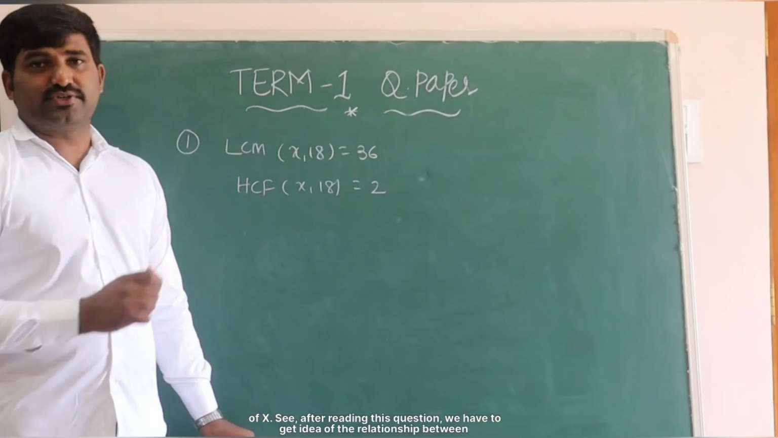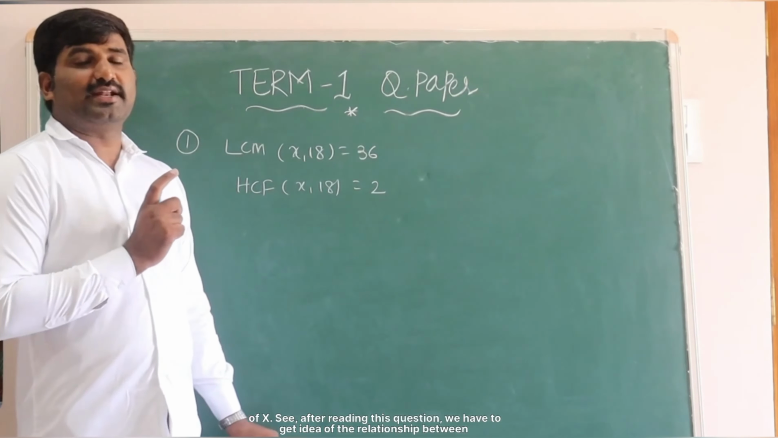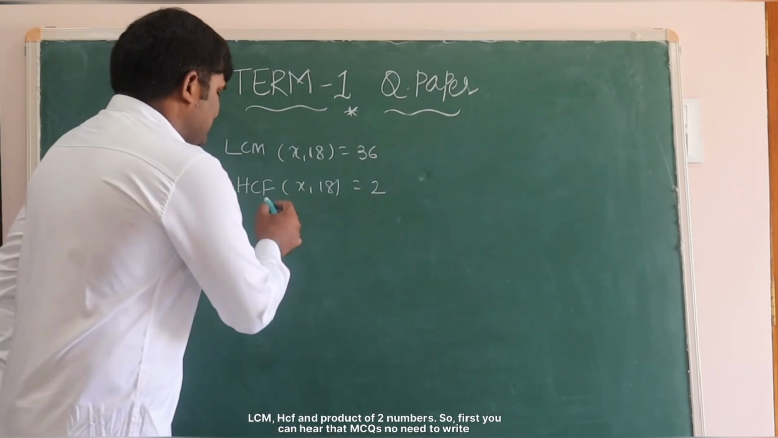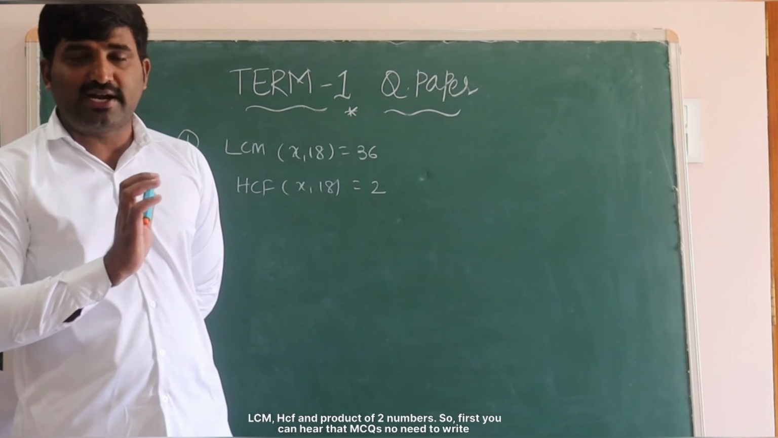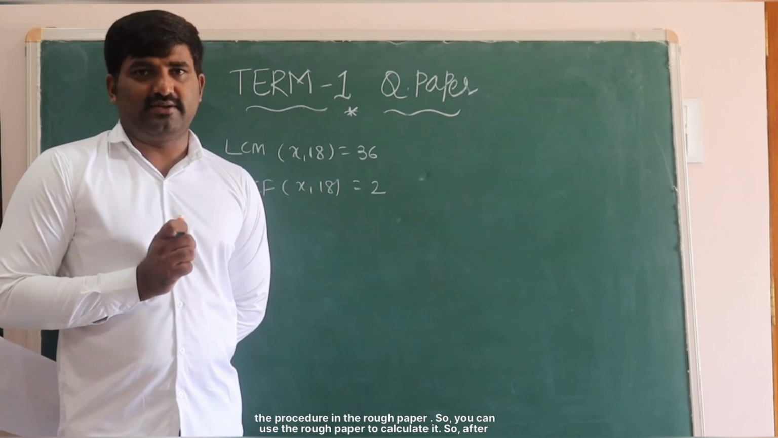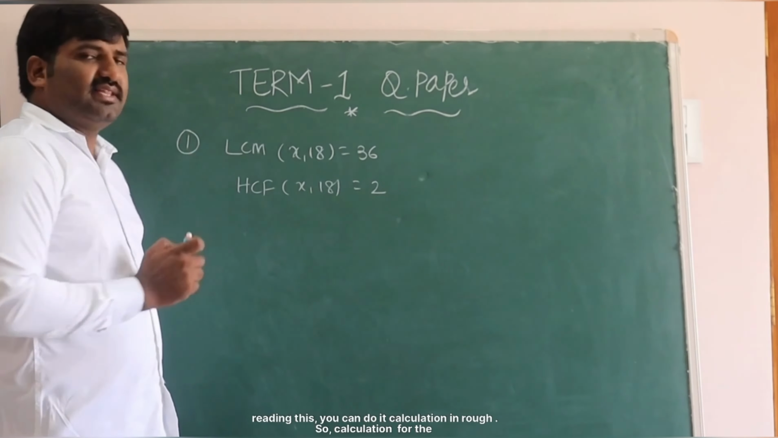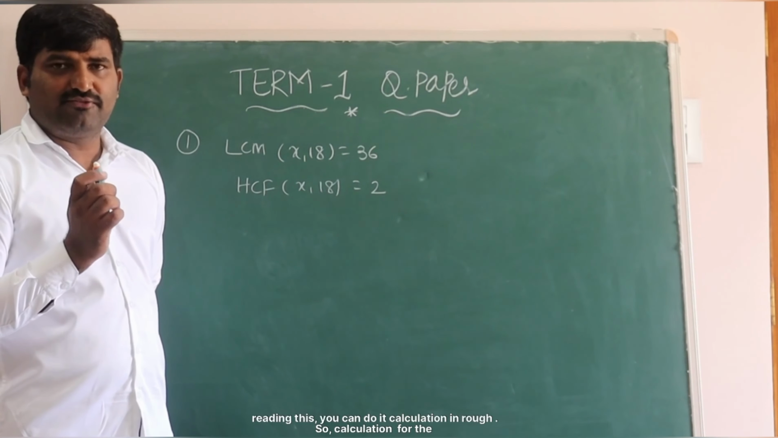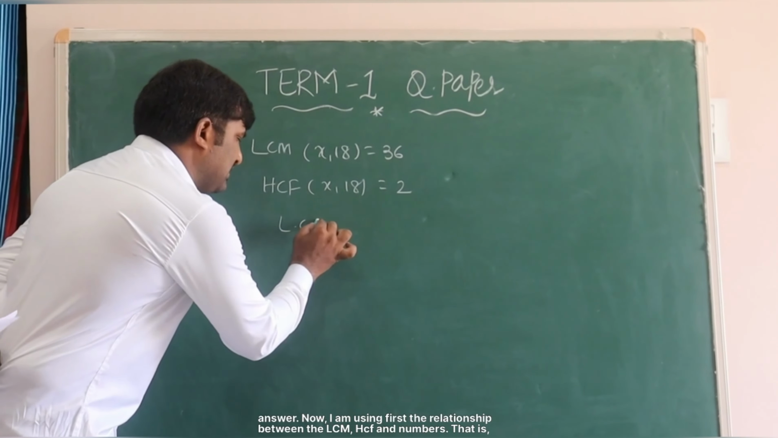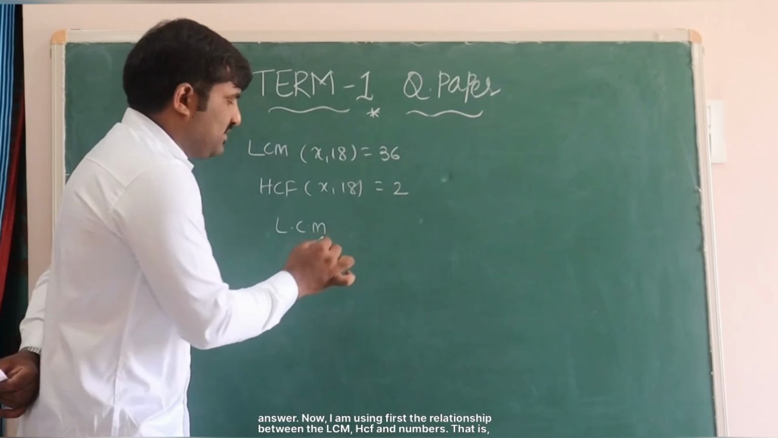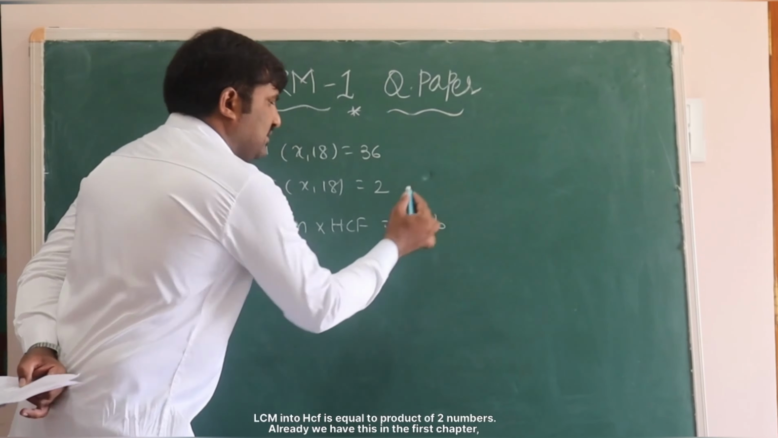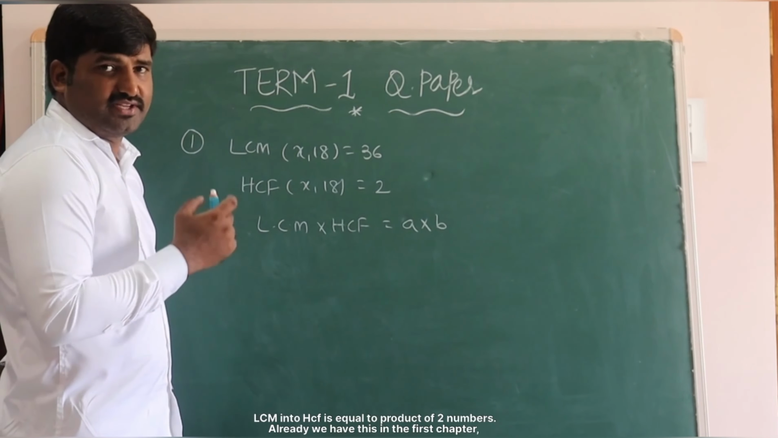After reading this question, you have to get an idea of the relationship between LCM, HCF and the product of two numbers. For MCQs, there is no need to write the procedure in the answer sheet. You can use the rough paper to calculate it. Calculation is not needed for the answer. Now I am using the relationship between the LCM, HCF and the numbers, that is LCM into HCF is equal to the product of two numbers. Already we have this in the first chapter.